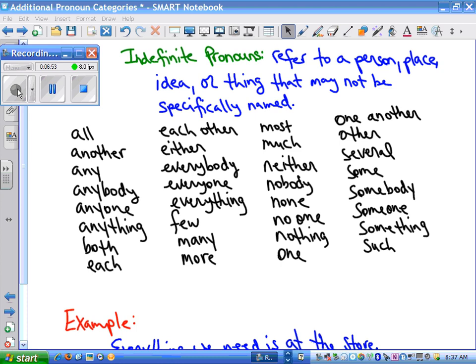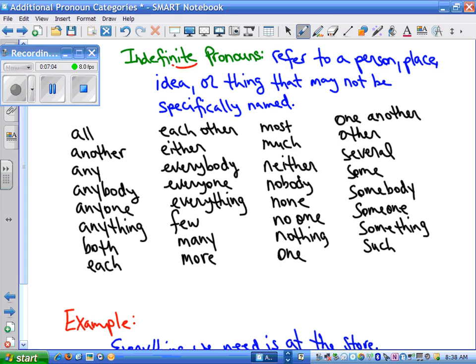Next, we have the indefinite pronoun. Indefinite. And it's referring to some general category. Indefinite pronouns refer to a person, place, idea, or thing that may not be specifically named. You're going to recognize these words right away. All, another, anything, right? There's nothing specific about anything. Just referring to a group generally.